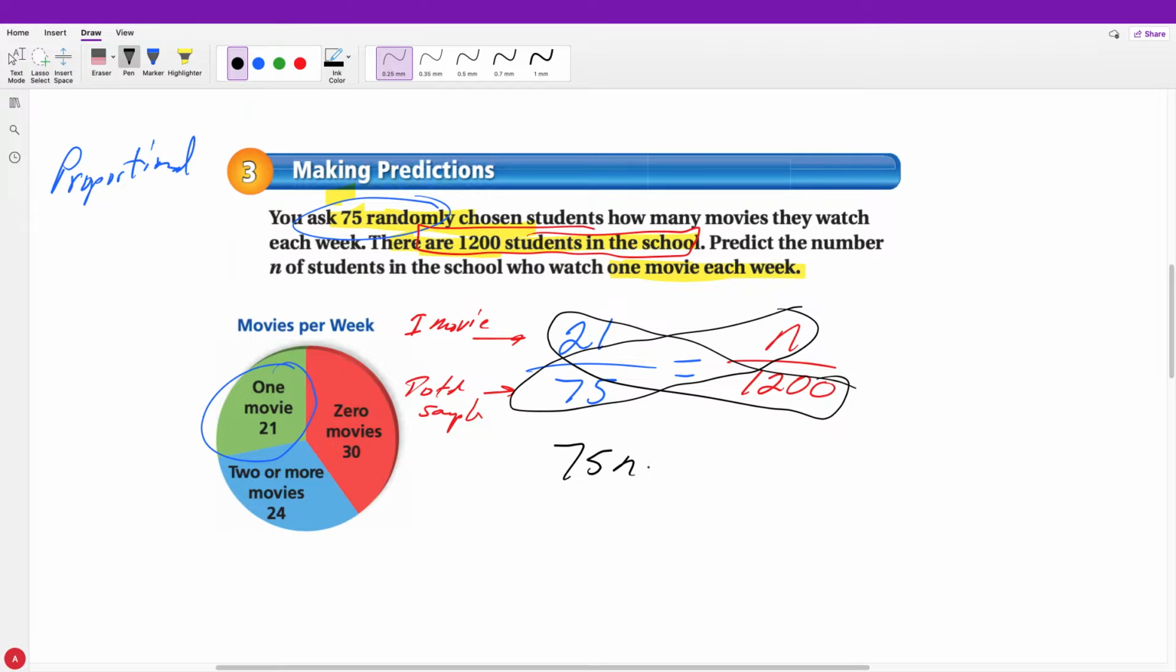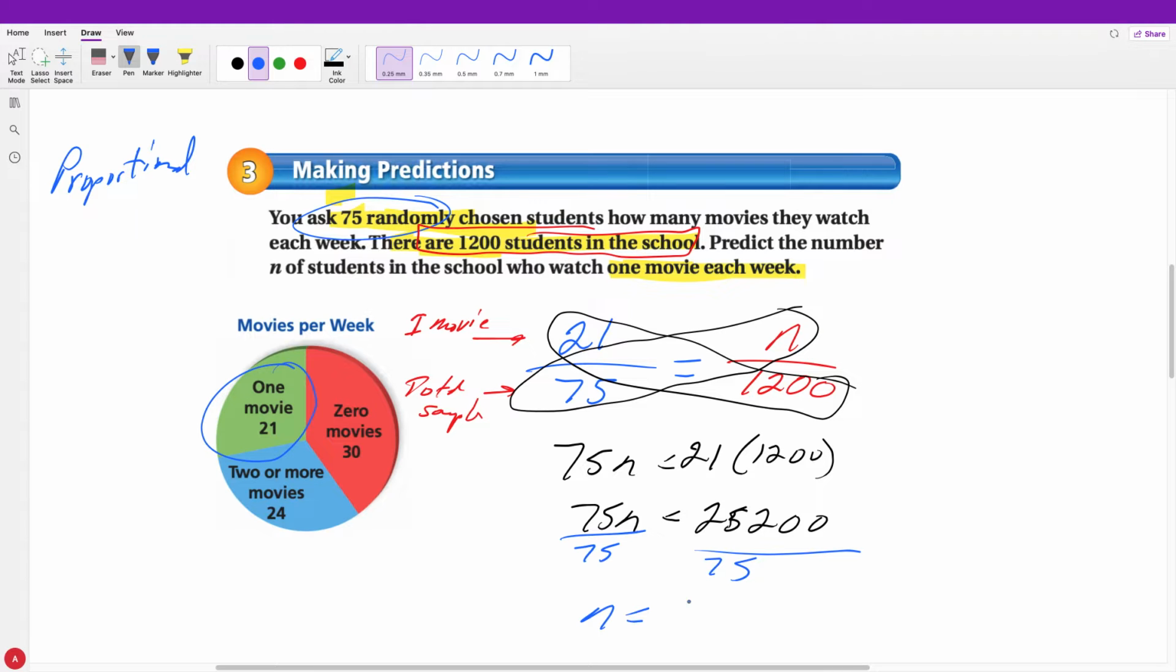So we get 75n is equal to 21 times 1,200. So 75n is then equal to 25,200. And then we divide each side by 75. And n is equal to 336. So we can then make the prediction that 336 students would watch one movie per week in this entire school.